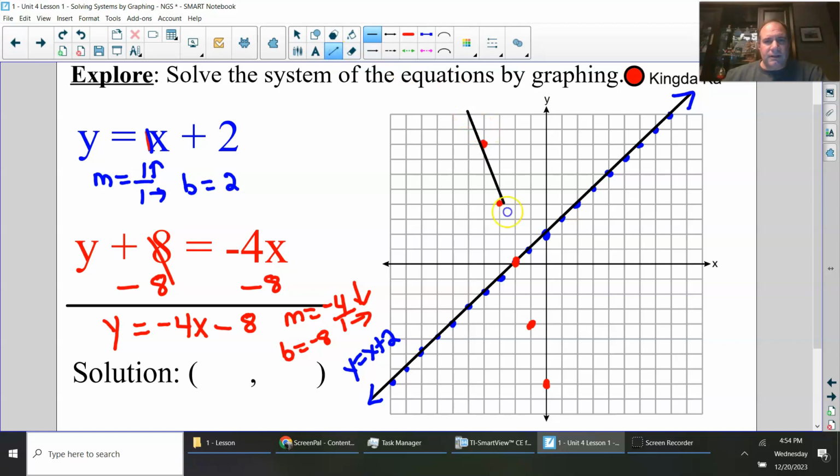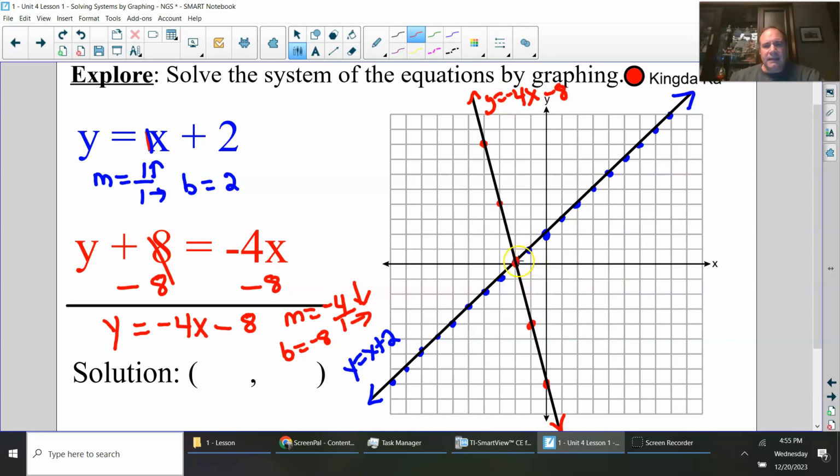You could also do this on the calculator, and you should always check to see if the coordinates are correct, but I am not checking. And this is y equals negative 4x. Notice that I am labeling it off the graph just like that. And right here is the intersecting point. So that is negative 2, 0. And that's how you do that.